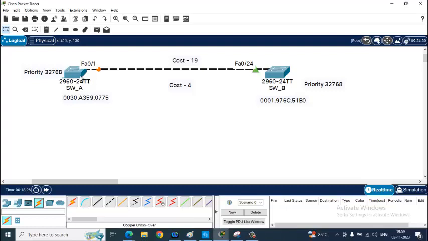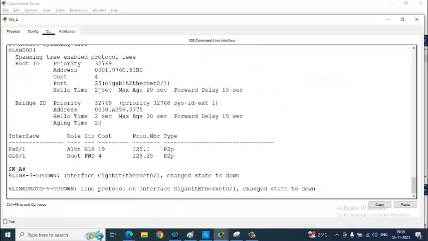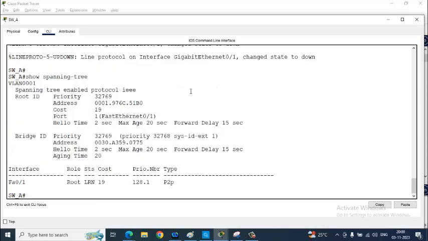If a hello is not coming for 15 seconds, it understands that something is wrong. Now you see, this is in a learning state. First 15 seconds. Now it is in forwarding state. So now it is green. You can see the green now.